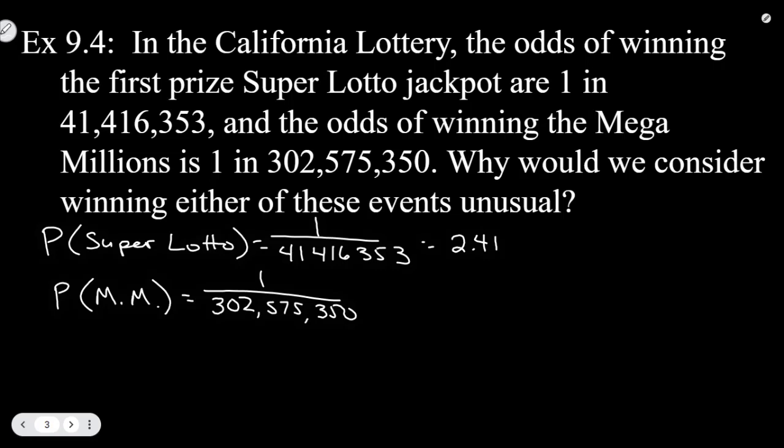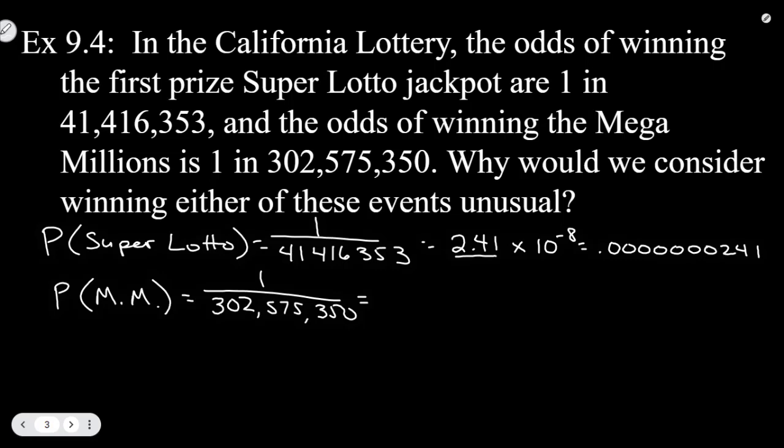2.41, and again, our probabilities cannot be bigger than 1, so that means we have to look for the times 10 to the negative 8, that e negative 8. That means 0.000000, 7 zeros, one more, and then 241. The chances of winning are extremely low.